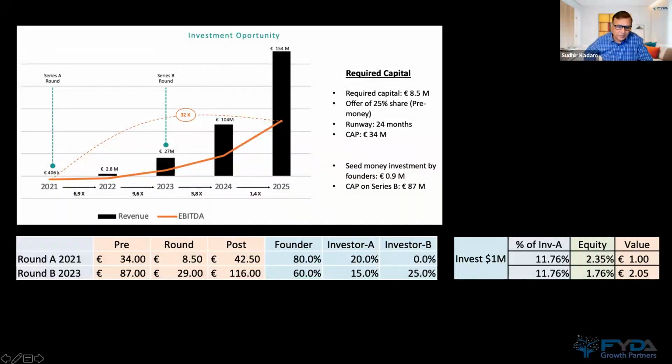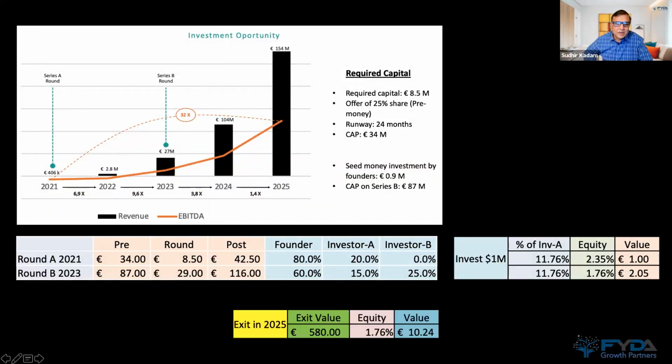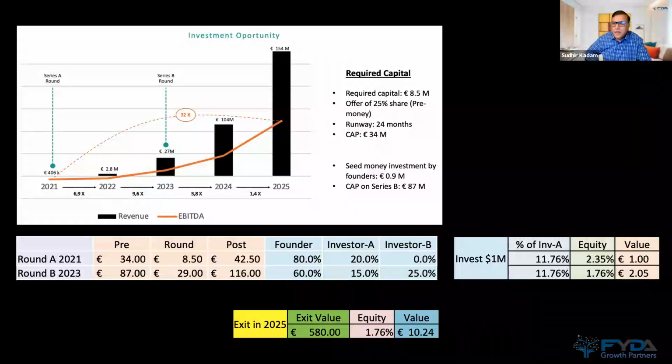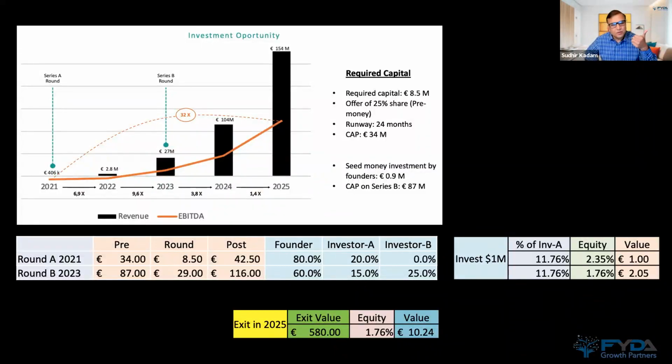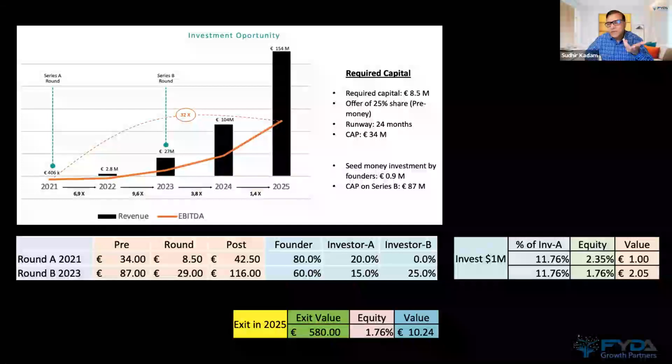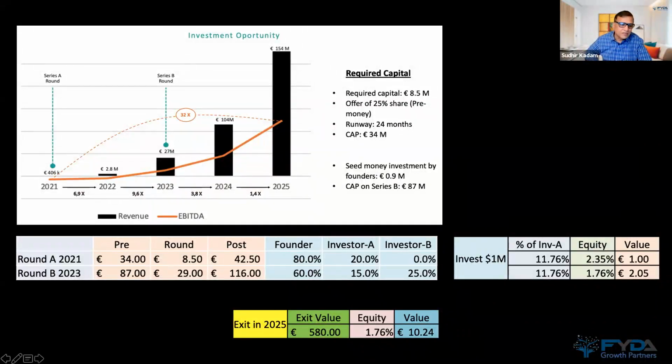Very interesting. Now I will assume that this company will exit, let's say in 2025. I will take a reasonable guess that it will exit at 5 times this 116, which is 580 million, a very conservative estimate. My equity of 1.76% will now be worth 10 million. So I have invested 1 million, and in 5 years my equity has gone 10 times. This is the math investors do. I just wanted to give you an example and show how they will think.